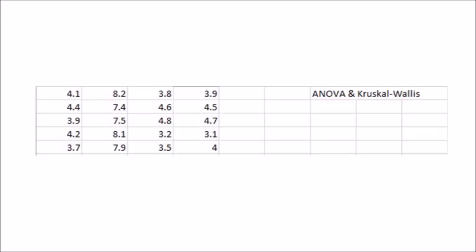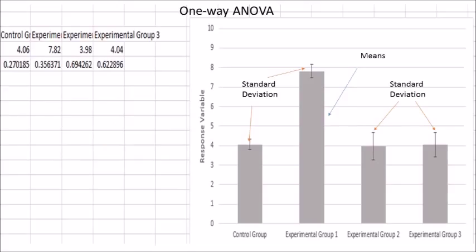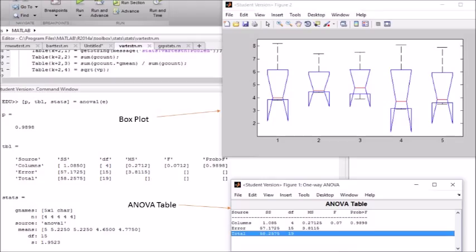Analysis of variance, otherwise known as ANOVA, tests for differences in means of two or more groups. This test is useful if more than one experimental condition is tested. The test result indicates whether any of the means is different from the rest. To determine which mean is different, post hoc pairwise comparisons must be made. The following dataset was used for ANOVA, Kruskal-Wallis, and Levene's test, which will be shown later in the video. The plot shown here is representative of one-way ANOVA. Bars represent mean response values, and error bars represent standard deviation. The MATLAB code anova1 produced a p-value, graphs of box plots, and an ANOVA table.